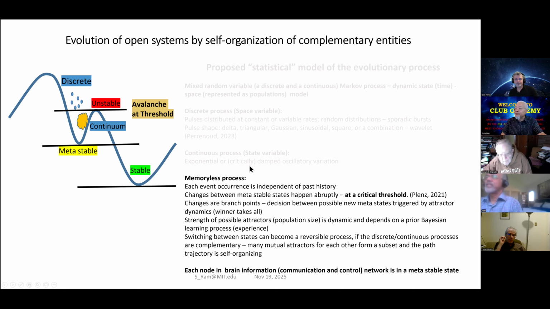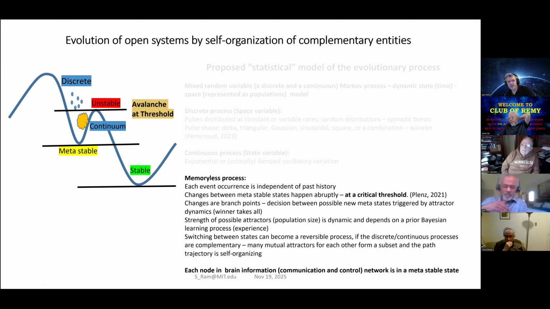So if you look at the interaction between these processes, it leads to a memoryless process. I won't go through all of this. Basically, the event occurrence is independent of past history, and that is why it's a Markov chain, and it happens at a critical threshold, and each change is a branch point. Typically, the system has to decide between exploration, which is going to a new state, or exploitation, which is continuing to use the existing resources. So every change is a branch point. And the key thing is that it's based on attractive dynamics and winner takes all.